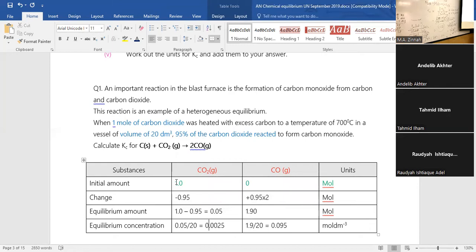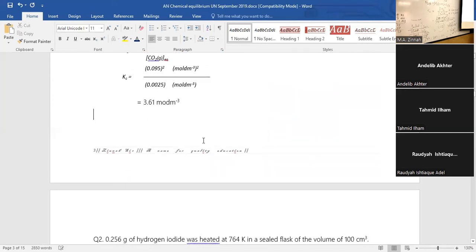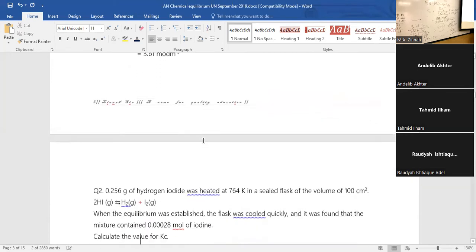Now you are dividing all of them by 20. 20 is the same volume for all the substances together. The reaction mixture is in the same volume. So now look at the expression. You shouldn't add carbon there. Carbon cannot be there because carbon is solid. So now put the values. After you put the values, simplify along with the units. So you get here 3.61. Clear? I hope you are clear.